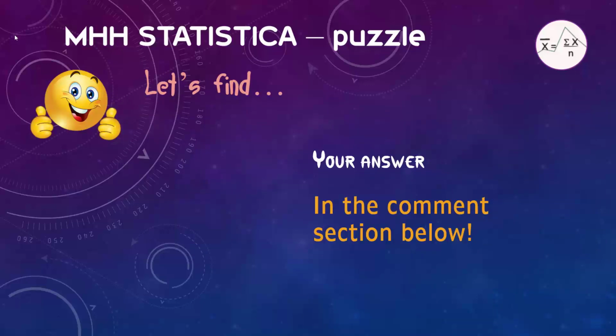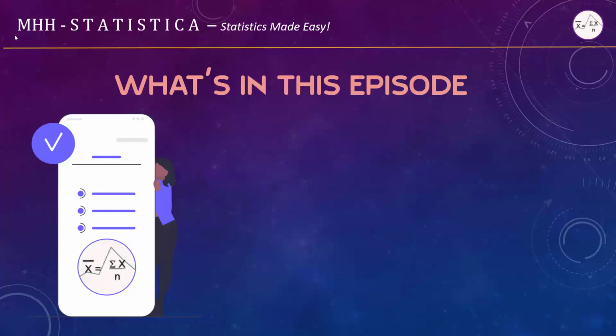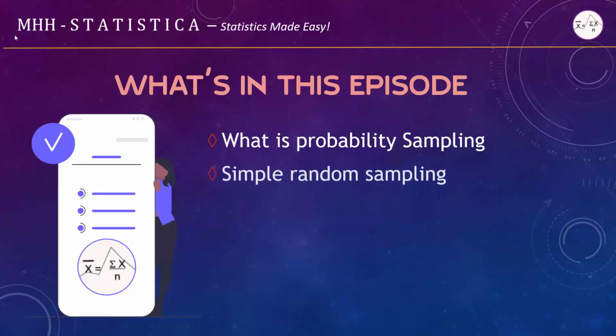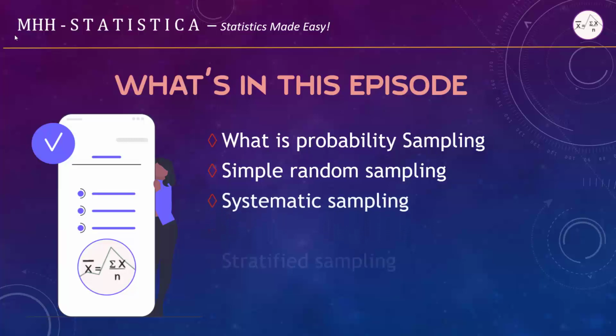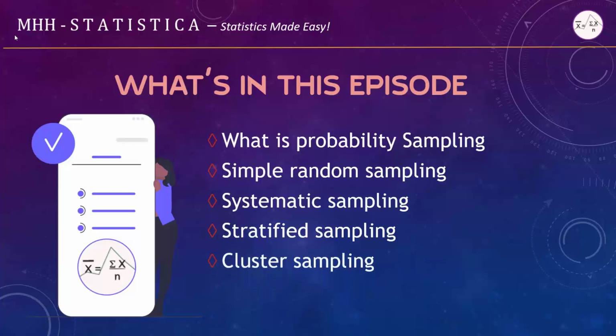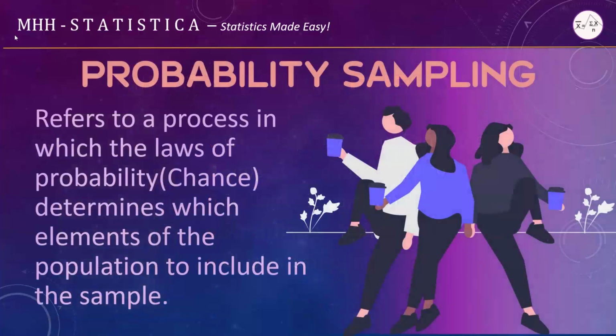Let's begin today's class. Today's class is on probability sampling and the types of probability sampling, which are simple random sampling, systematic sampling, stratified sampling, and cluster sampling. Let's see probability sampling.